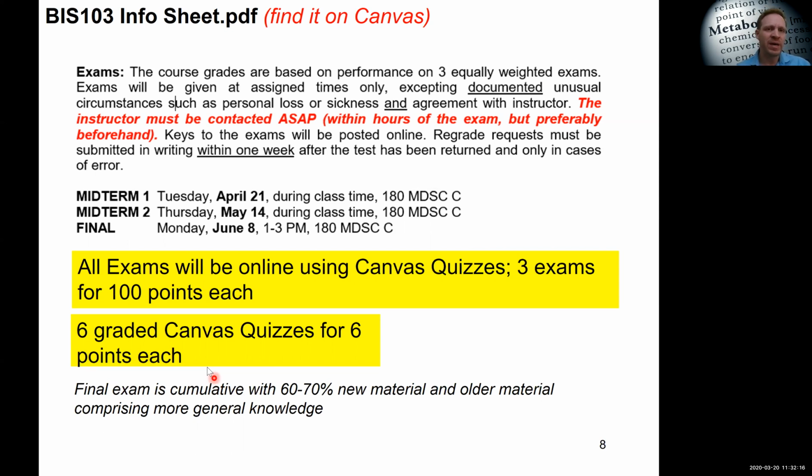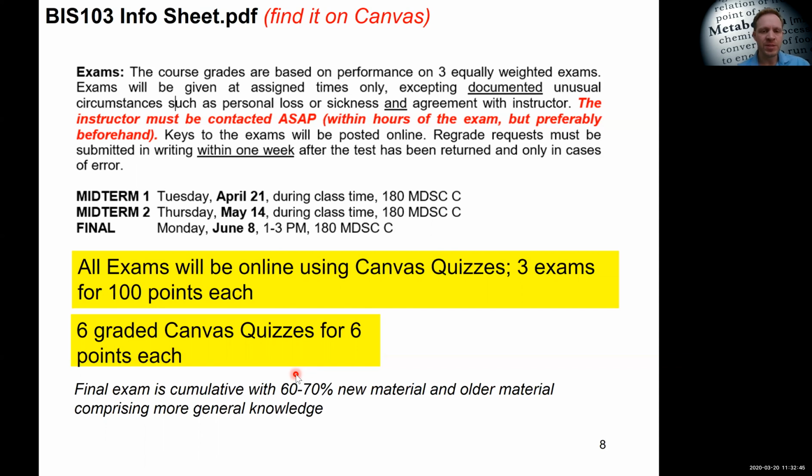This is important in biochemistry because throughout the quarter, what we will learn will build on what we have learned before. And so it's important to have a cumulative exam at the end. But as you can see here, I typically ask about 60 to 70% questions about the more recent material you will have watched. And the older material from the beginning of the quarter will be asked in more general terms.